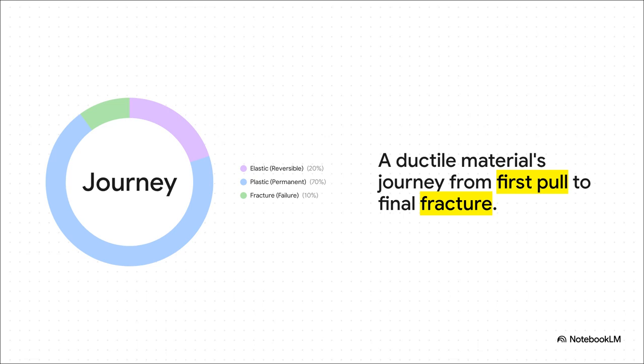So, for any ductile material, you can really think of its journey as having these three distinct parts. First, there's the reversible, elastic phase, where it just springs back. Then it moves into that permanent plastic deformation phase. And finally, it hits the end of the line, fracture and failure. And to get a little more specific with that ductile material's story, just remember those three stages you see on the curve. You've got the elastic region, then that strain hardening part where it gets stronger, and finally the necking phase right before it breaks.